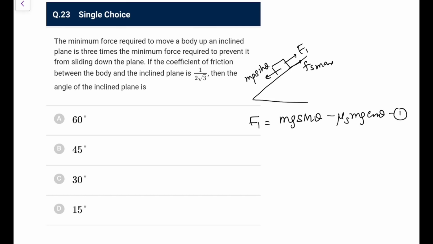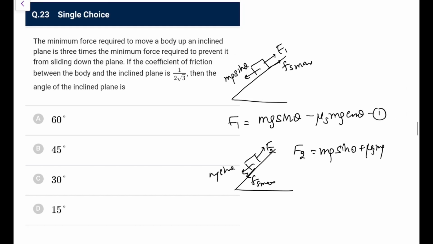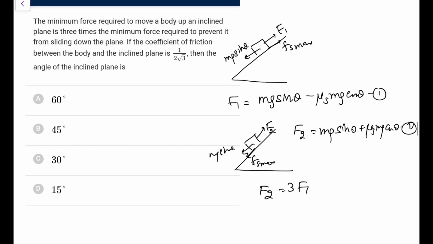Now the next one, to move it up, because you have a tendency to slide it up, so the friction now would be in opposition. Fs max will be here, mg sin theta will be here. Let's say this is F2. So F2 comes out in limiting case as mg sin theta plus mu s mg cos theta. You must have done such problems. So given F2 is thrice of F1, so just solve it.